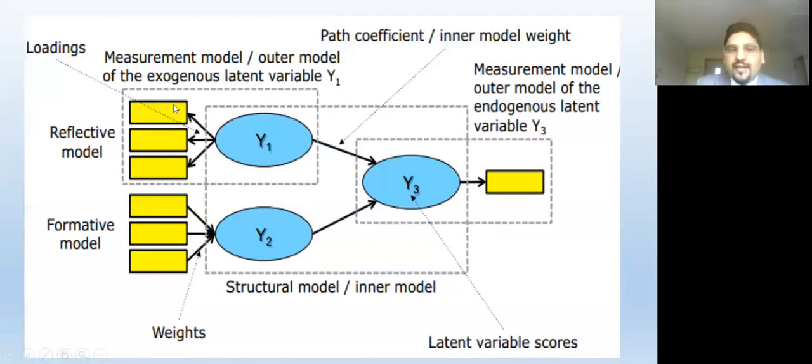Again, you can see we have latent variables, and we have observed variables. These blue circles are latent variables. They are unobserved for us. But these yellow rectangles are observed variables, because we measured them, we know what these questions are. Maybe you ask why we need to have observed variables, why we need to have unobserved variables.